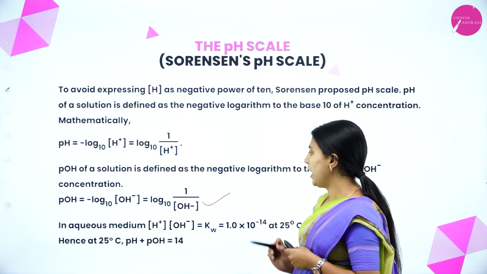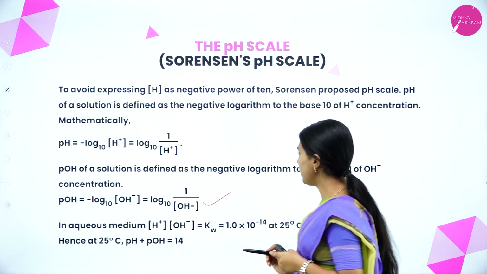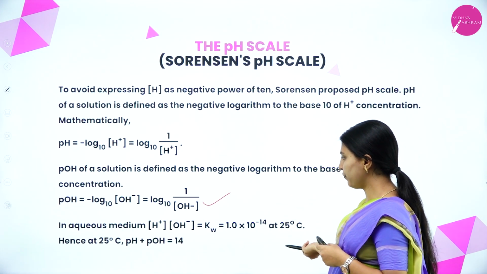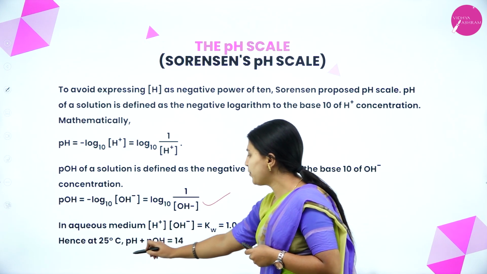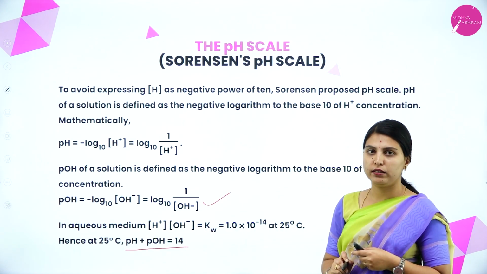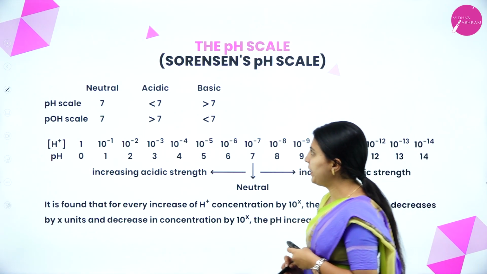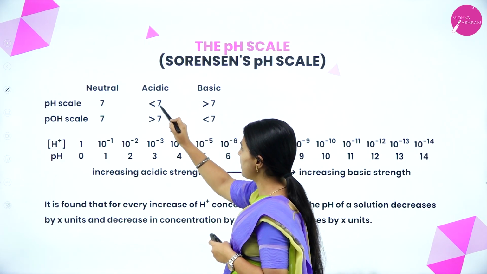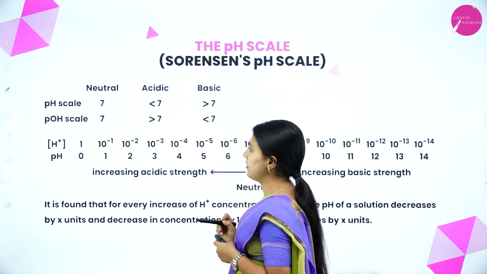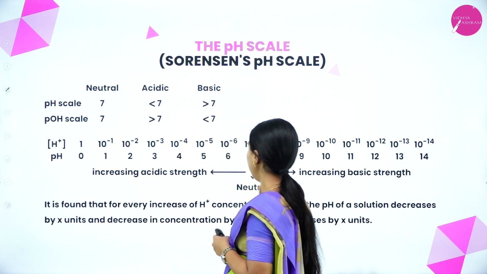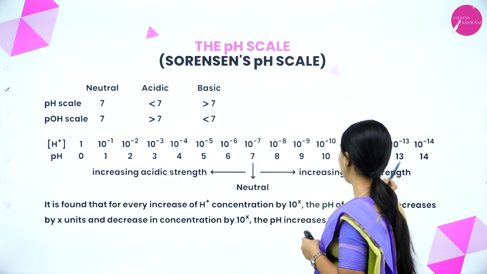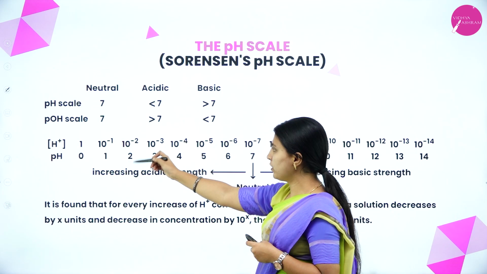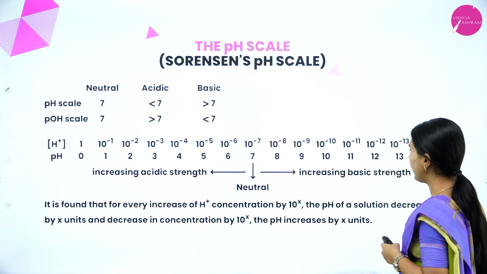pOH or basicity. In aqueous medium, H plus and OH minus equals Kw, which is equal to 1.0 into 10 to the power of minus 14. Hence, at 25 degrees, pH plus pOH equals 14. Okay. See here, on the pH scale neutral is 7. Acidic means less than 7. Basic means more than 7. Okay. See, this is the overall pH scale. 0 to 14 will be the range. Okay. 1, 10 to the power of minus 1, minus 2, up to 10 to the power of minus 14.